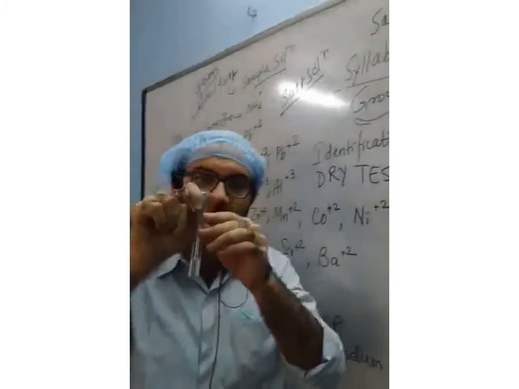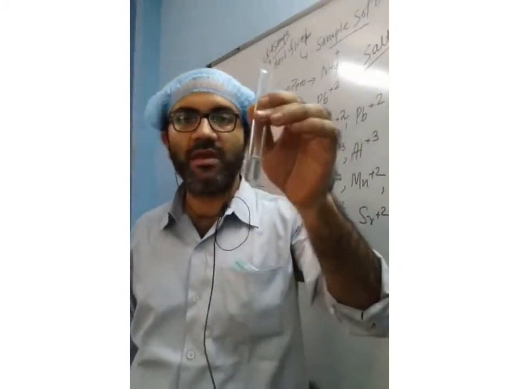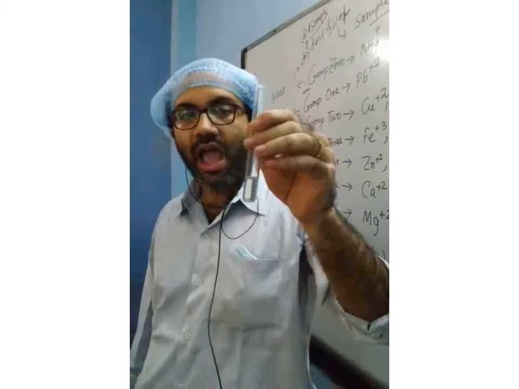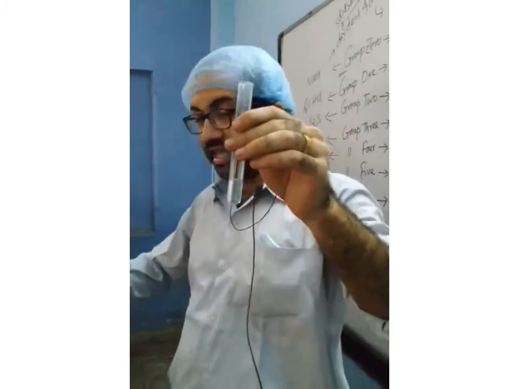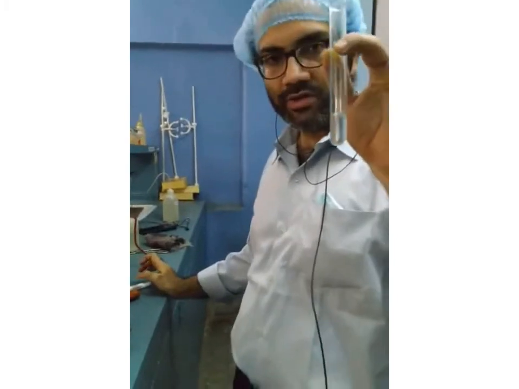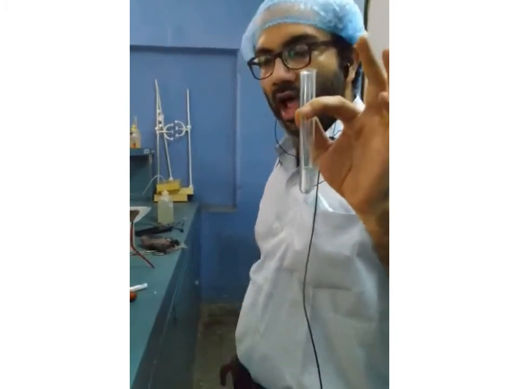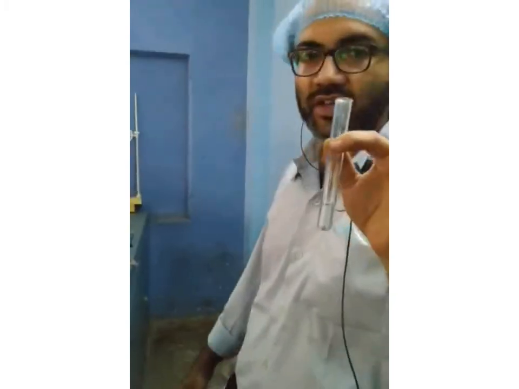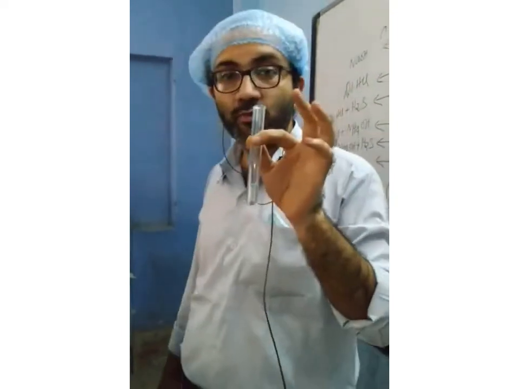What I've taken right now, you can see, is my original solution. I've taken the lead salt, and to that I've added distilled water, and this is my original solution. Now, as I've written over there, what's my first reagent of group 1?